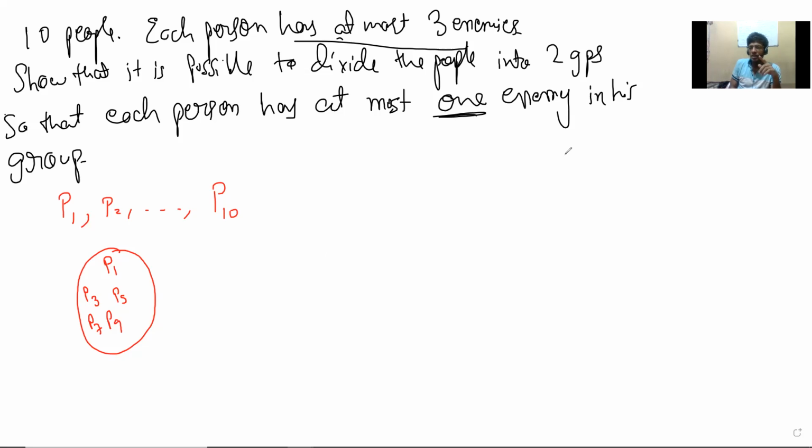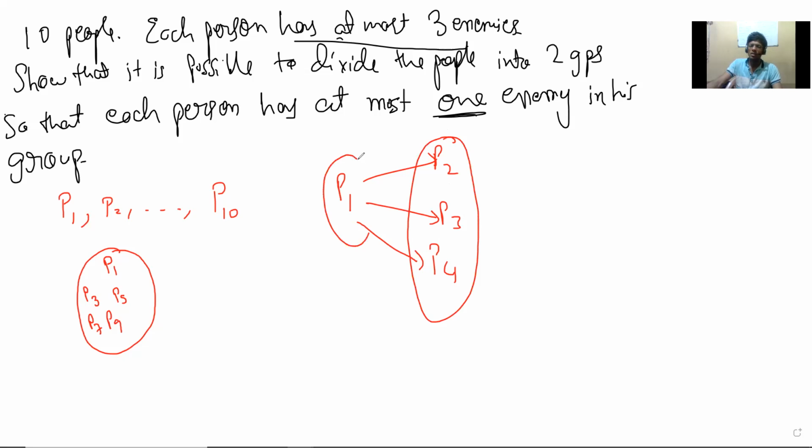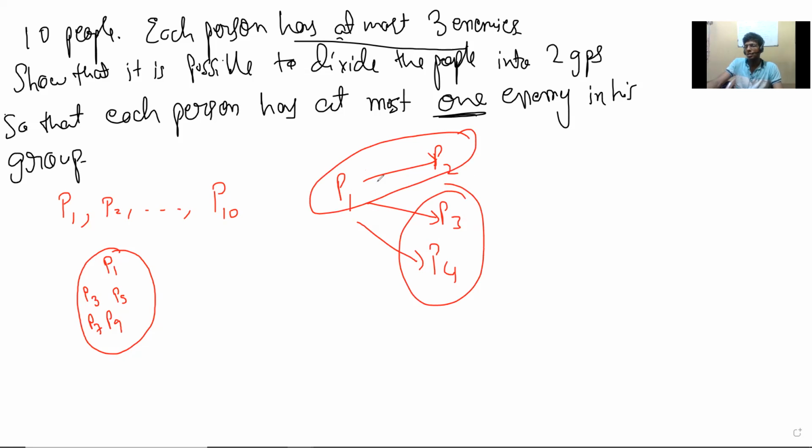Sorry, if he has 3 enemies. No. Why? If 1 has enemies 2, 3, and 4, then what's wrong with 2 and 3 being in the same group? This is not a problem. 2 and 3 can be in the same group. In fact, 1 and 2 can be in the same group.